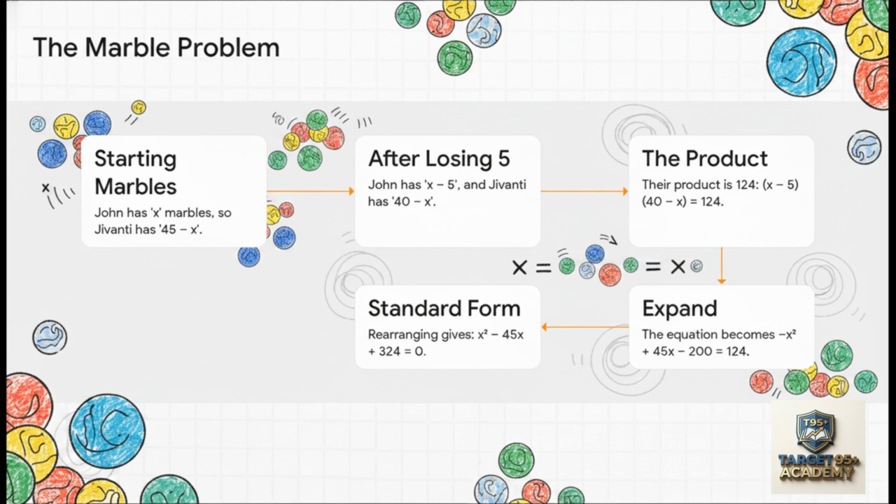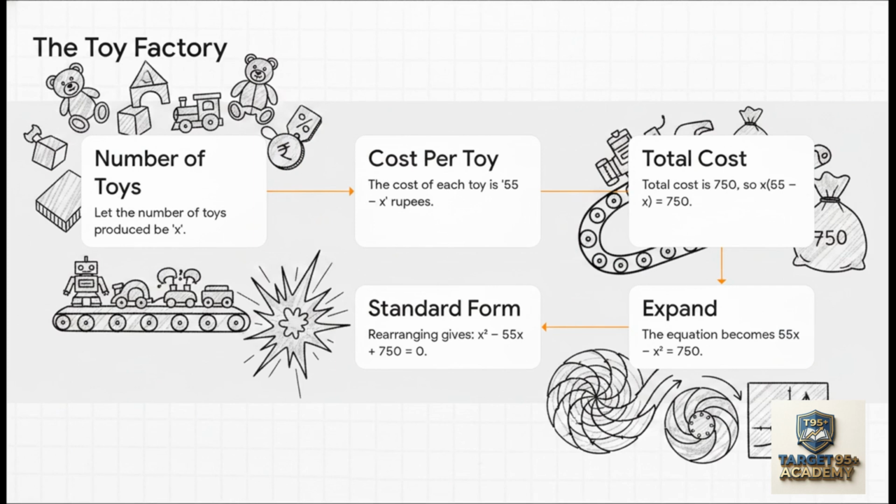So we multiply their new totals, set it all equal to 124, and after a little bit of expanding and rearranging, there it is, back in that familiar standard form. Okay, one more time with the toy factory. Are you seeing the pattern here?